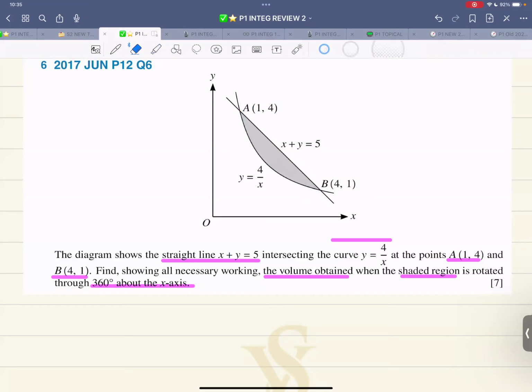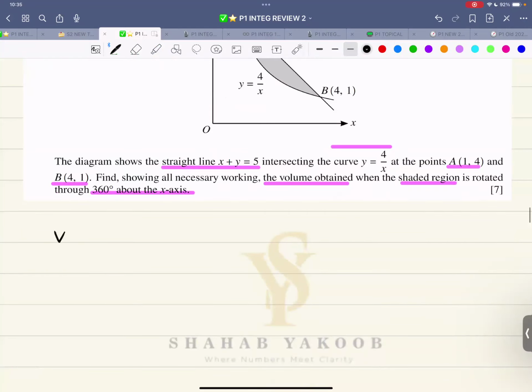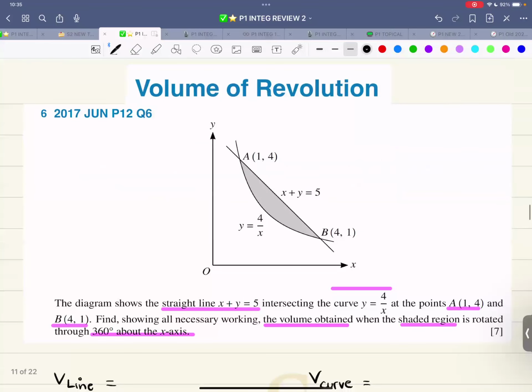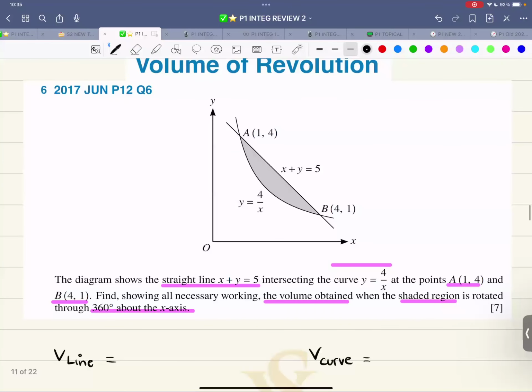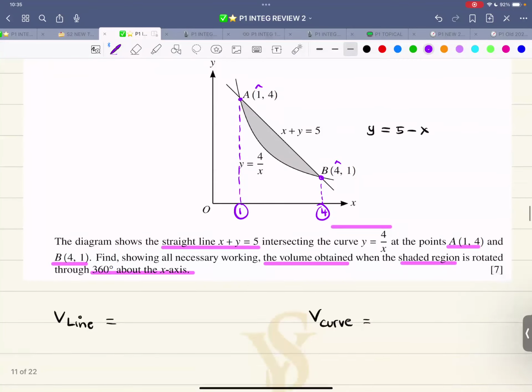It looks messy. So now I need the volume produced by the line, and I need the volume produced by the curve, and I'll subtract it. For the line, the equation is given, and let me make y the subject, which is 5 minus x. It's between these two limits, 1 and 4. This one over here that I'm labeling is 1, and this one over here is 4. So these are the two limits for both.